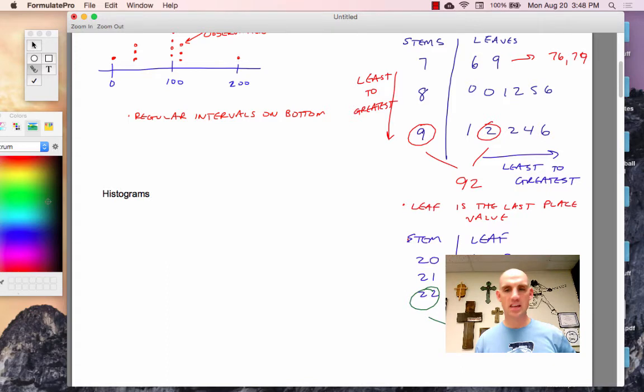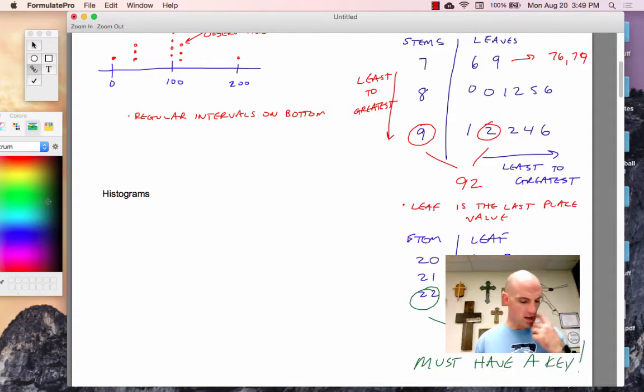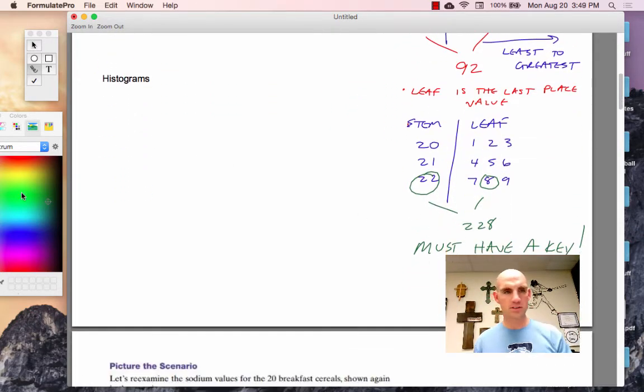I must have a key. What does my key look like? My key would look something like this. 22/8 equals 228. Got to have a key down there so someone that looks at your stem and leaf plot knows exactly what they're looking at.